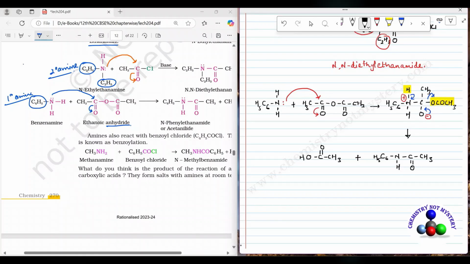Now write the name of this amide. In this amide, phenyl group is bonded to nitrogen, and this amide contains 2 carbon. So the parent will be ethane amide, and phenyl group is bonded to nitrogen. So here we will write N-phenyl ethane amide.